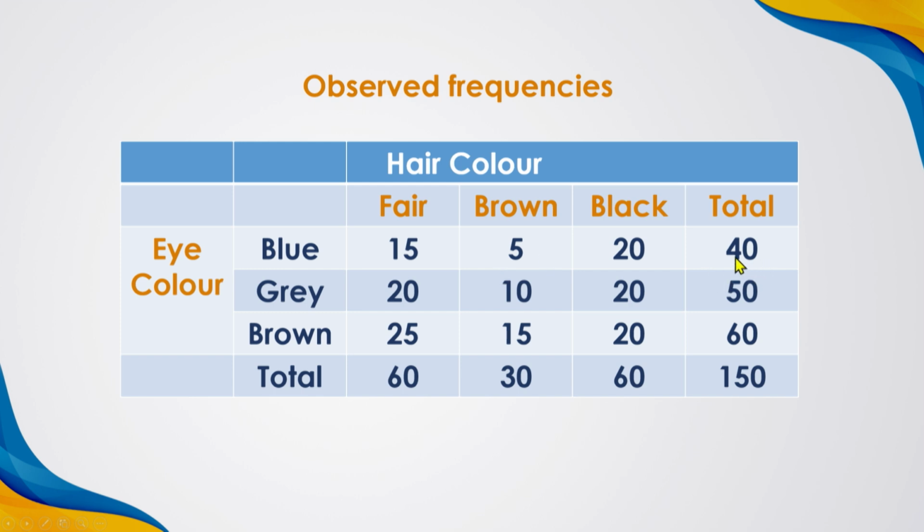Here you can see that the 40 speaks about 40 persons having blue eye color, you can understand here. Similarly, 50 students have grey eye color, and 60 have brown eye color. Similarly, 60, 30, 60 speak about the hair colors: 60 persons have fair hair color, 30 have brown hair color, 60 have black hair color. At the outset, overall 150 will be your grand total.